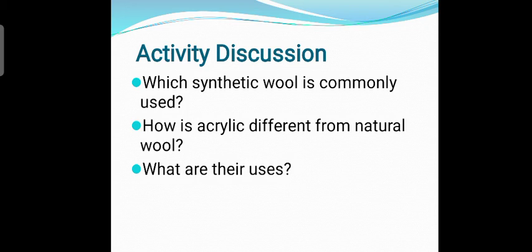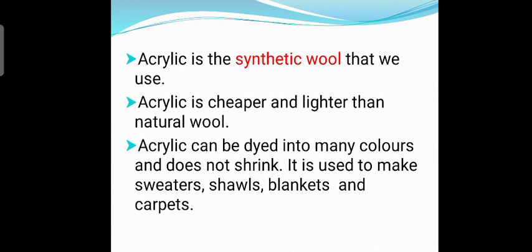Now, which synthetic wool is commonly used? How is acrylic different from natural wool? And what are their uses? So let's see. Acrylic is the synthetic wool that we use. It is cheaper and lighter than natural wool. It can be dyed into many colors and doesn't shrink. It is used to make sweaters, shawls, blankets and carpets.